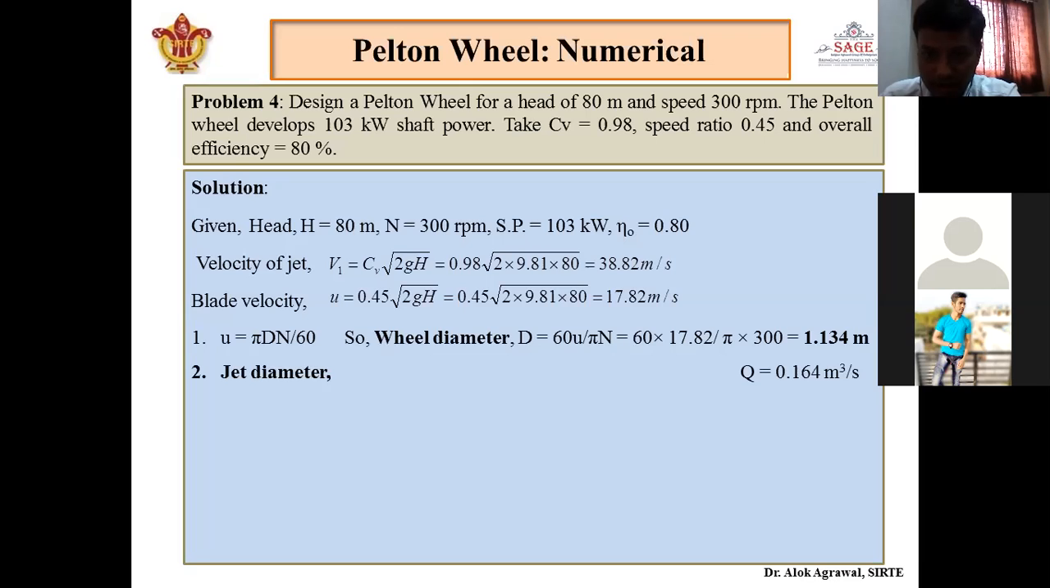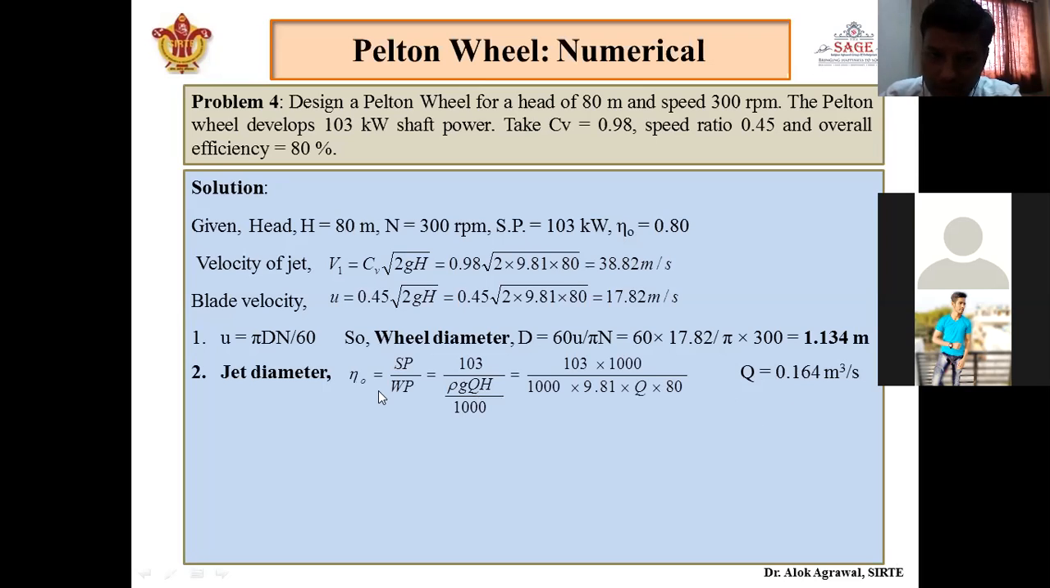Second, we have to calculate the jet diameter. For calculating the jet diameter, we have to know the flow rate, because once we have the flow rate, from the continuity equation this flow rate will be equal to area into velocity. If this flow rate is divided by the jet velocity, we get the area, and from that area we can calculate the diameter of the jet.